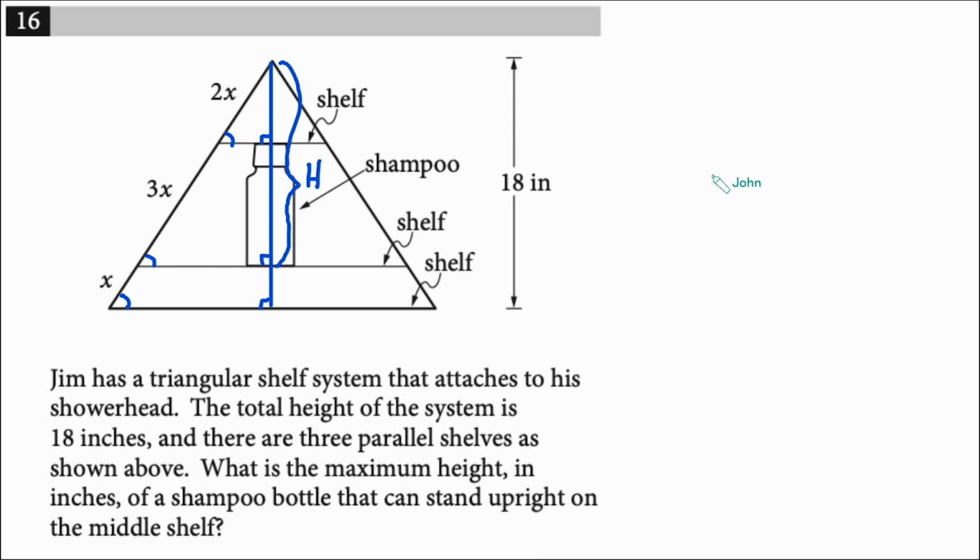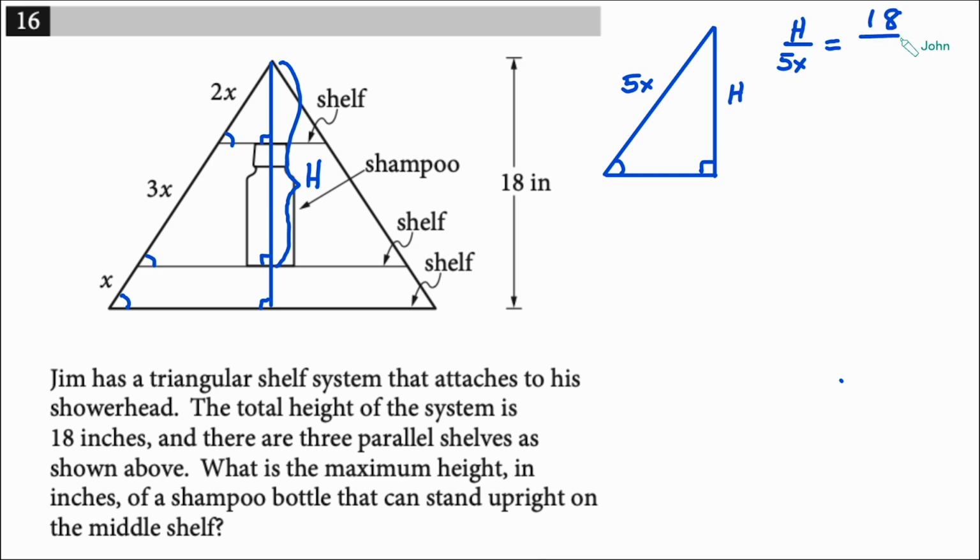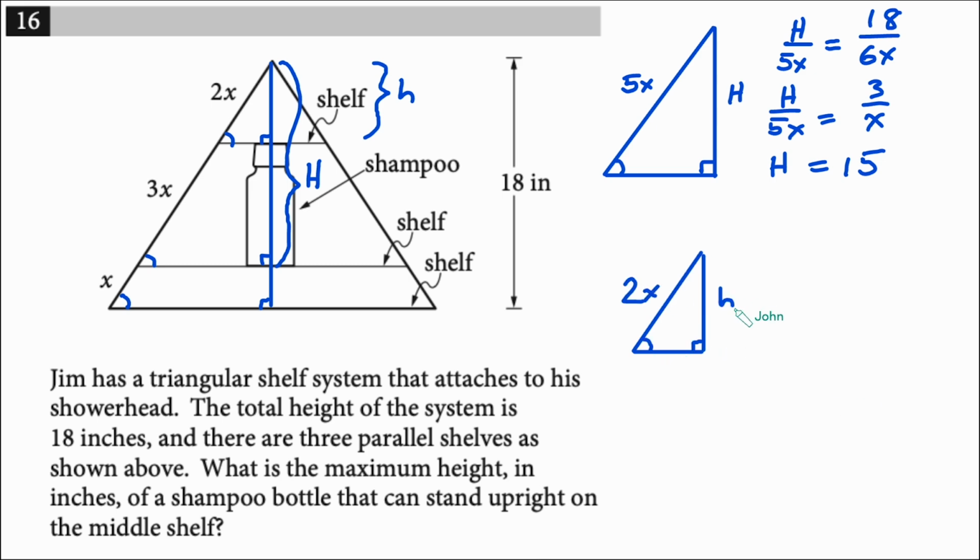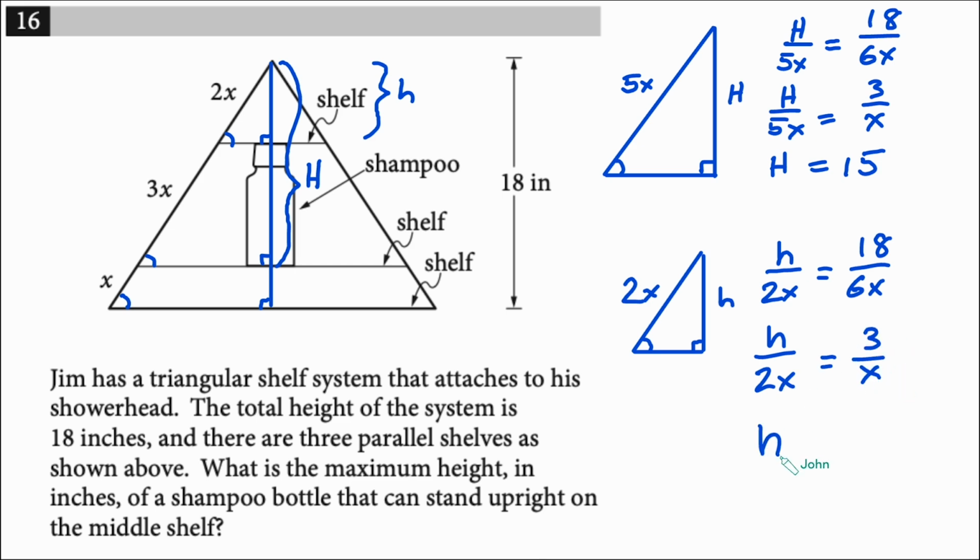Let's call the height of this middle right triangle h. We then have that h over 5x is equal to 18 over 6x. That makes h 15 inches. We can call the height of the small right triangle little h, and so we have little h over 2x is equal to 18 over 6x. That gives us a little h of 6 inches. The height of the bottle is the difference of 15 and 6, which is 9.